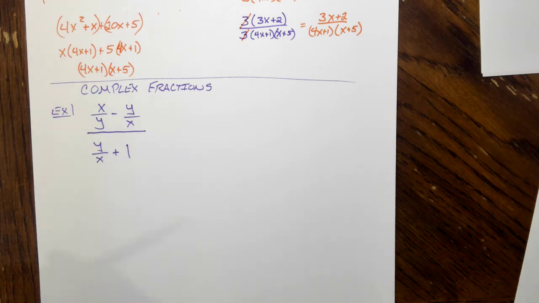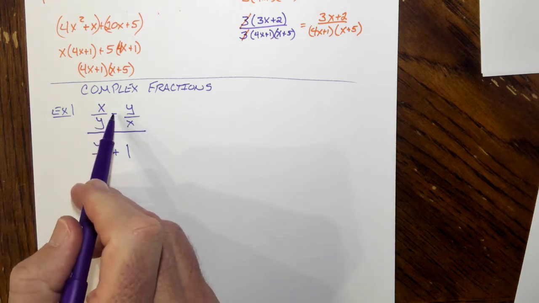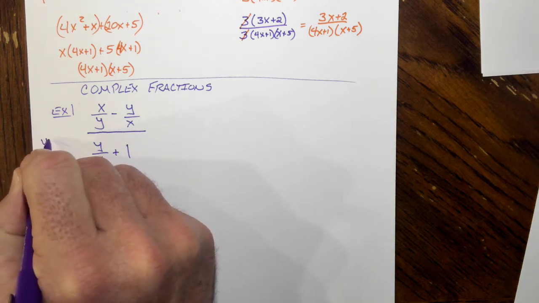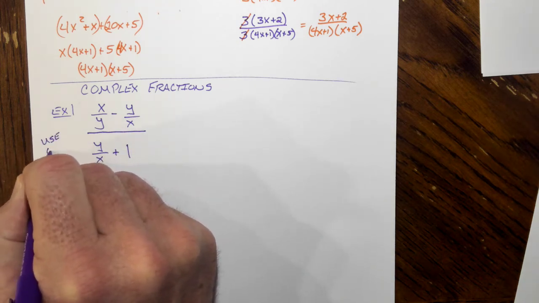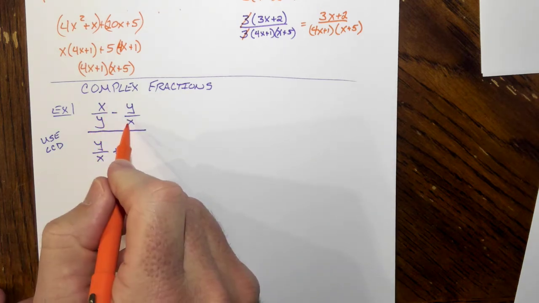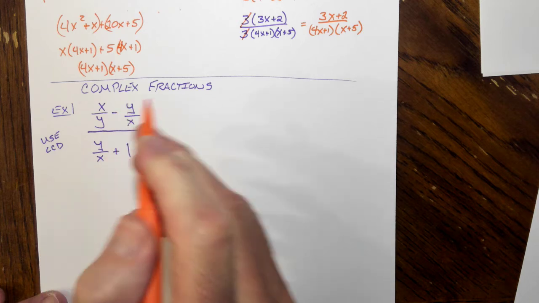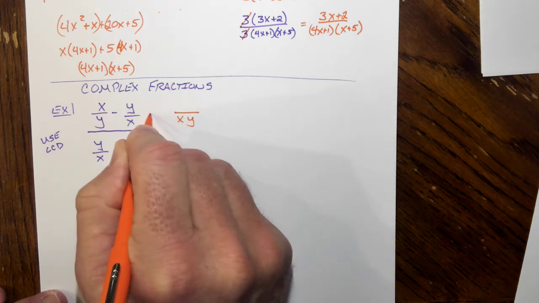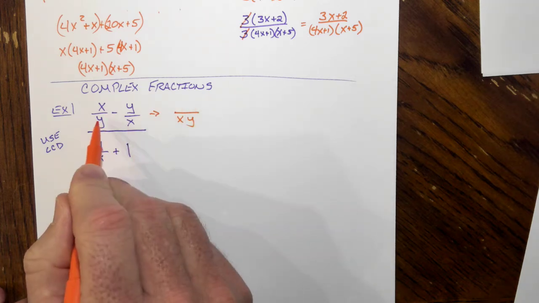At first glance, like, oh boy, what do I do? Approach the same way. Get rid of your denominators. Take care of this, take care of that. So use LCDs to simplify the fractions. So let's deal with the top. Here's y, here's an x. What's our LCD going to be? Well, it's going to be xy.